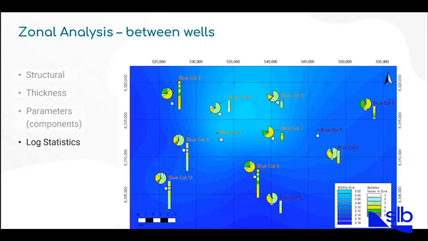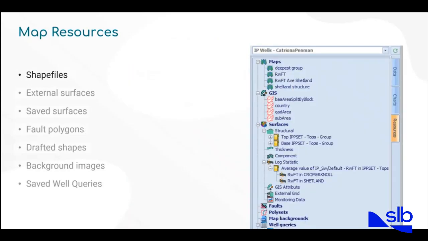Then we've got log stats. So again, very similar to the component parameter grids, it's going directly to a curve and calculating an average, a P10, a P90, a mean, a standard deviation, all of those values that you can do from 3D parameters, you can do in the grids here.